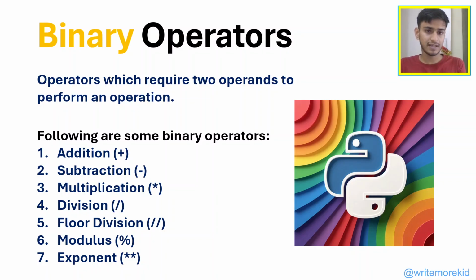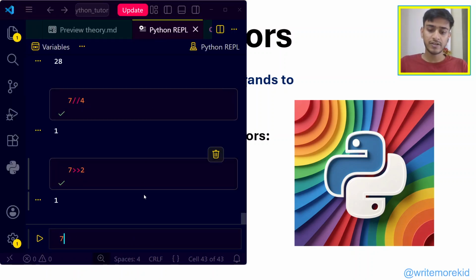These are mainly the mathematical expressions which we use in our day-to-day programming practices. We have used addition, multiplication, subtraction, division and exponent also. But what is floor division and what is modulus? So have a look at the screen. If I do 7 floor division 2, you will see 3 as output. And if I do 7 percent 2, I receive 1.